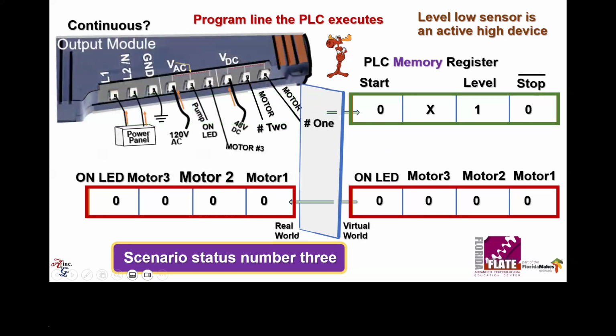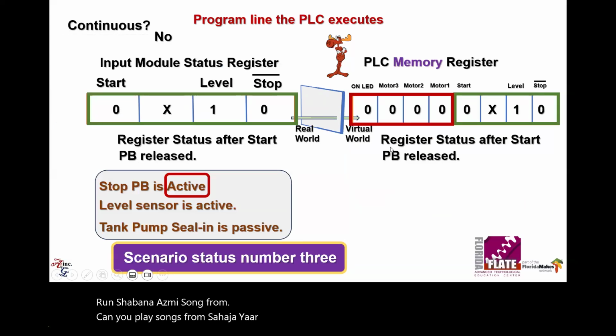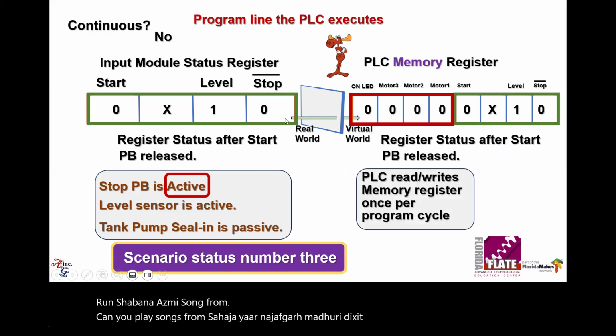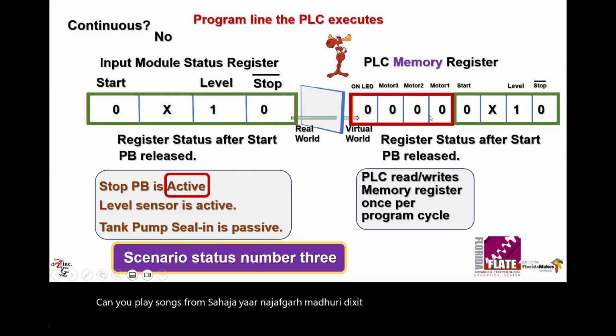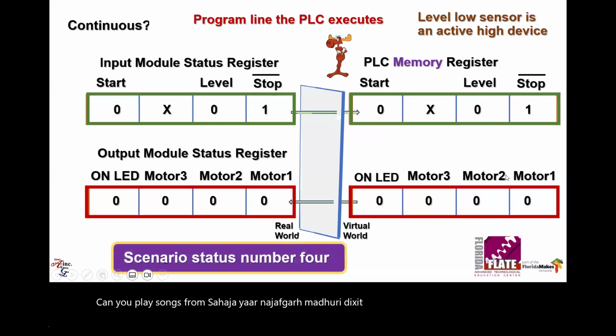All right, so here is the output module. The assignments here are associated with the locations in the register. The stop button is active. Repeat what I said because it's important. And over here I show you the input and the output registers. Again, the PLC reads and writes the memory registers just once per program cycle.